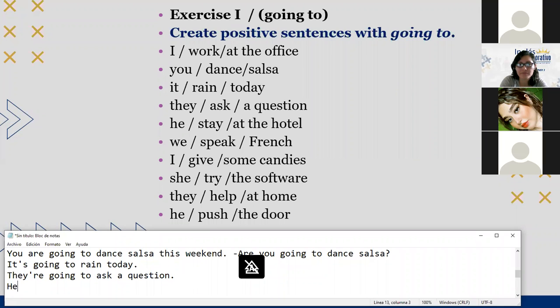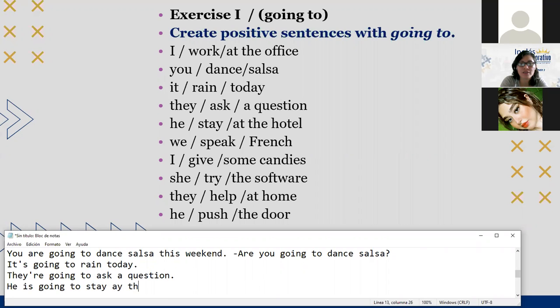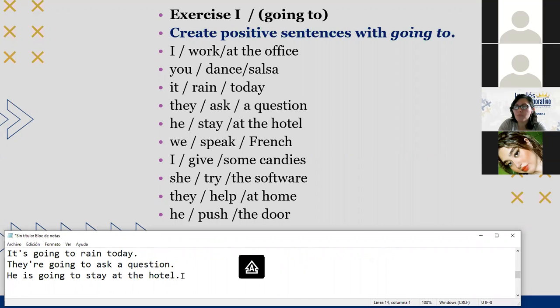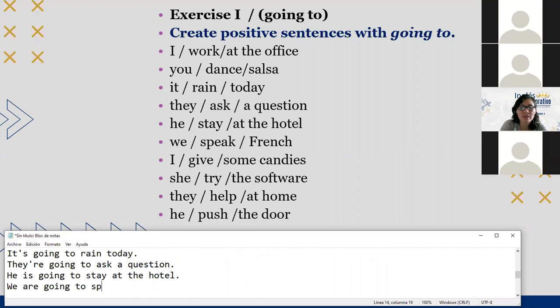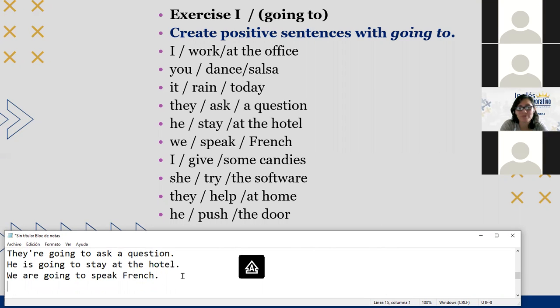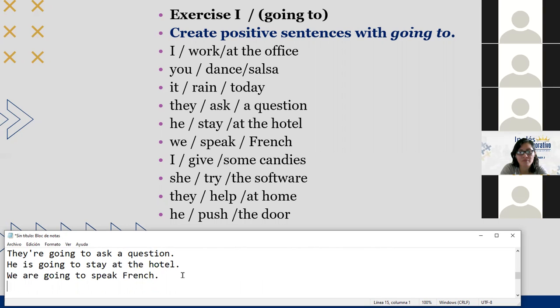He is going to stay at this hotel. He's going to stay at the hotel. At the hotel. Very good. Excellent. Thank you very much. Teresa, what about you? We are going to speak French. We are going to speak French, right? Excellent. Very good. Patricia. I'm going to give some candies. I'm going to give some candies, right? Very good. Right, especially for Halloween, right? To give away candies. Excellent.